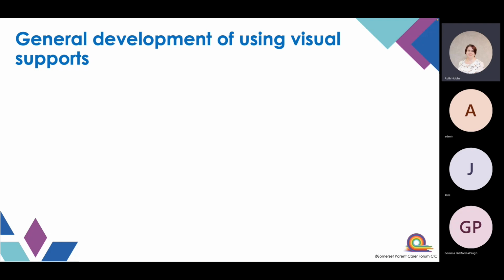So there is a general process that young people go through when they're developing their understanding of using visual supports. When we are introducing something in a visual way, we tend to go through this process in this order. So first of all, to start with, we use real objects. And this is something that most parents do with their children. So use a cup or a juice box, something physical to start with.